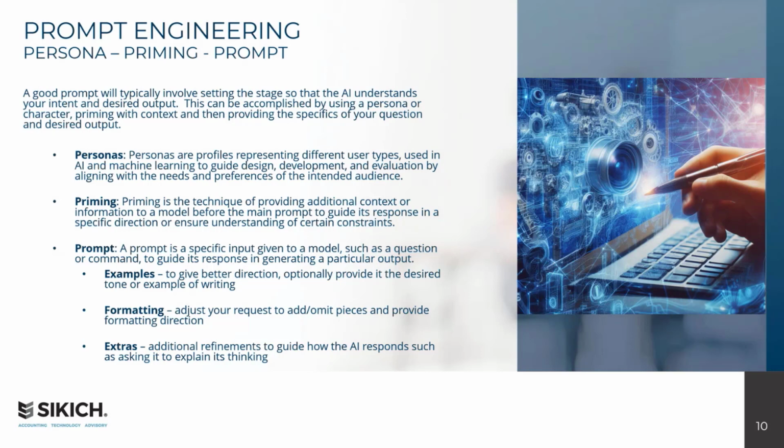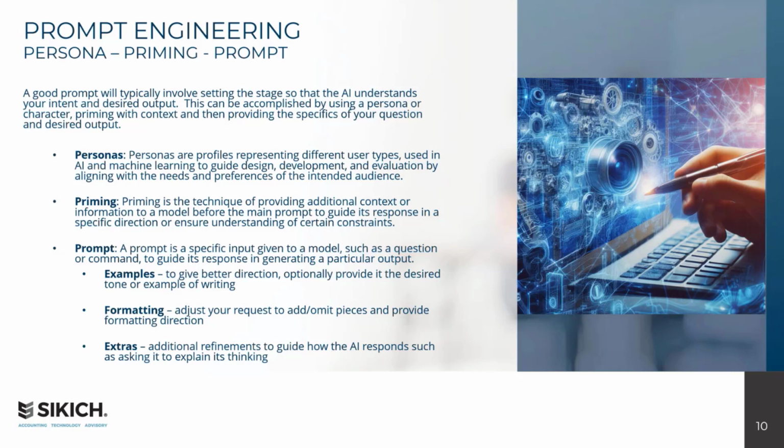So one way of looking at how you create a good prompt is through the concept of persona, priming, and then prompting. A good prompt will typically involve setting the stage so that the AI understands your intent and desired output. This can be accomplished through these three broad categories of persona, priming, and prompting. So a persona is a potentially fictional profile representing different user types. So you might say something like, you are a seasoned CFO at a large manufacturing company.